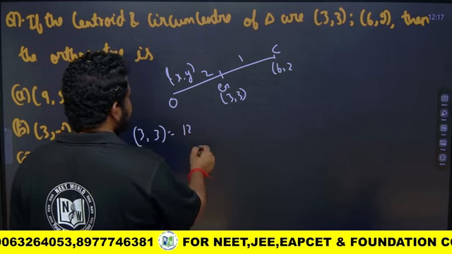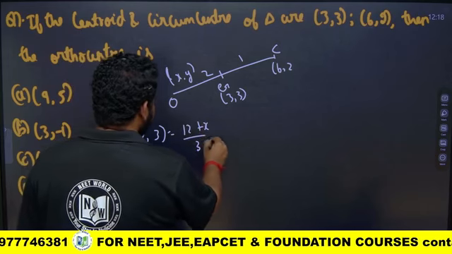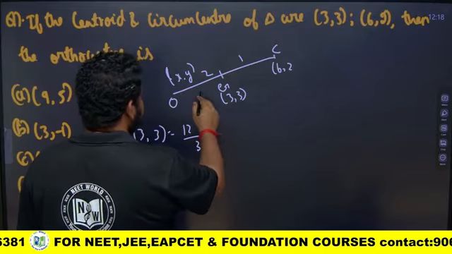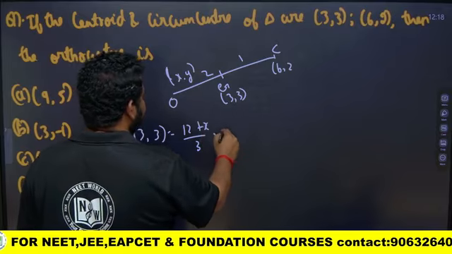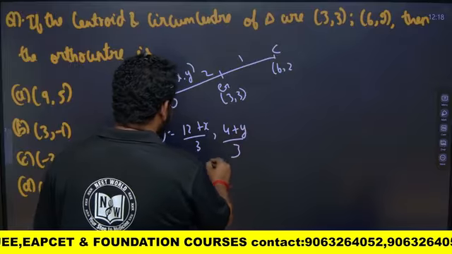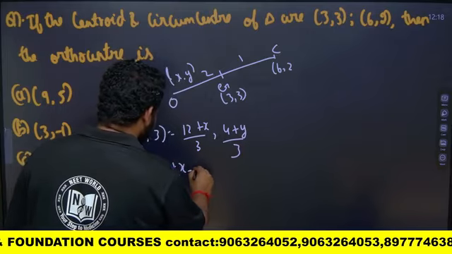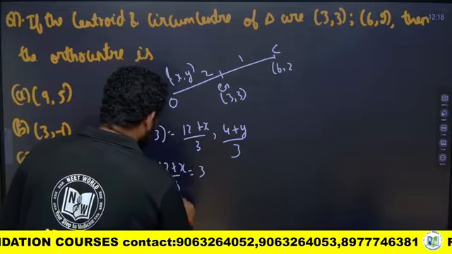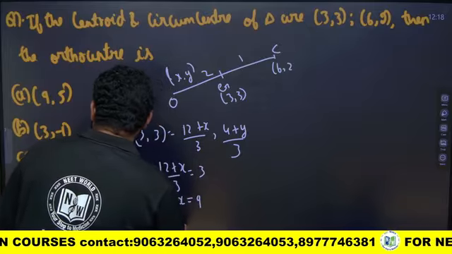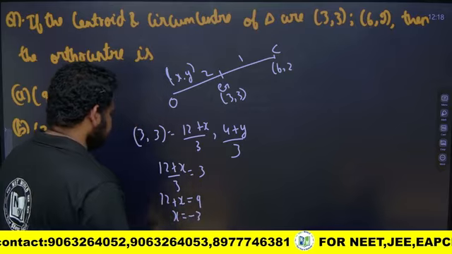Okay, 2 6s are 12, plus 1 into x divided by 2 plus 1 is 3, comma. This is nothing but what? 2 2s are 4, plus 1 into y is y. This will be 3. So 12 plus x by 3 is equal to 3. So 12 plus x is equal to 9. So x will be equal to what? x will be equal to minus 3.